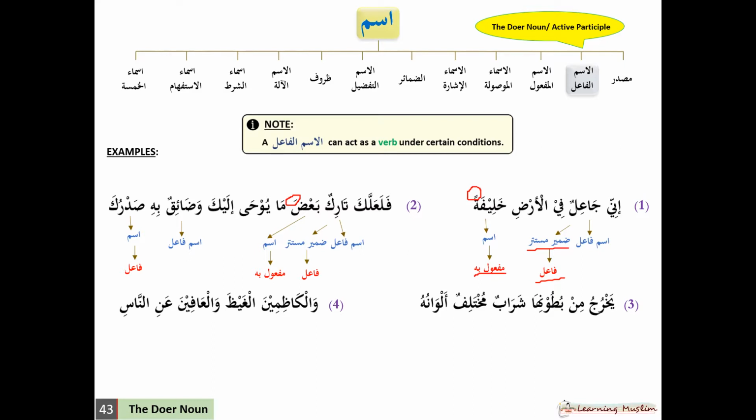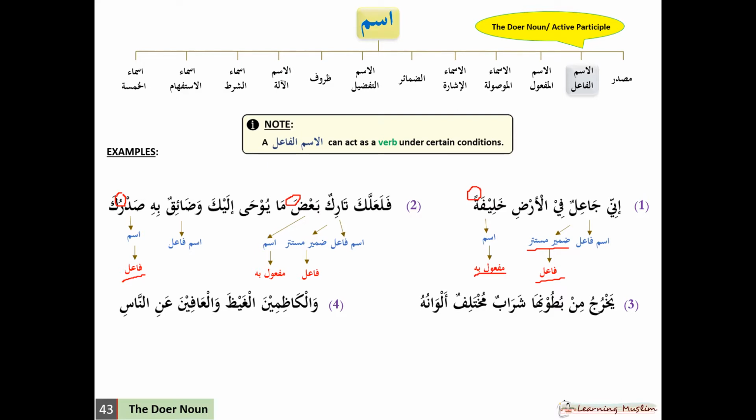Let's have a look at the word da'iq. So the word da'iq is ism fa'il, and the word sadru is in the state of raf. That noun is going to take the role of fa'il. So now we can translate it. فَلَعَلَّكَ تَارِكٌ, perhaps you are leaving بَعْدَ مَا يُوحَى, some of that which has been revealed إِلَيْكَ, to you, وَضَائِقٌ بِهِ صَدْرُكَ, and your chest is becoming restricted bihi, with it. So Tarik and Da'iq, those ismul fa'ils in this instance are having the functions of verbs, and thus we have a maf'ul bihi in the case of Tarik, and we have a fa'il in the case of Da'iq.